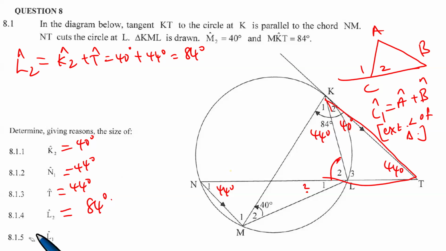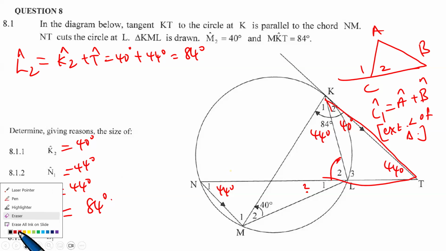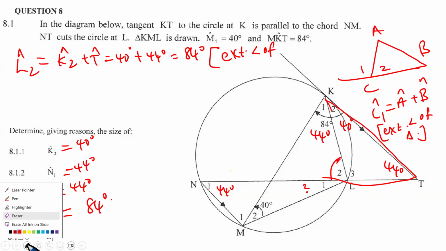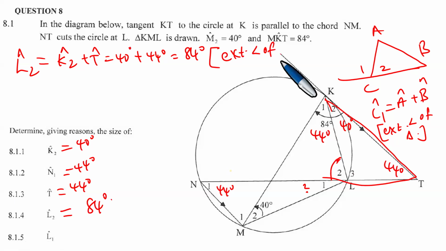The reason for this, as I said, is that L2 is 40 plus 44, and the reason is exterior angle of a triangle. If you write it like this, the examiner already knows: the exterior angle of a triangle equals the sum of the interior opposite angles.